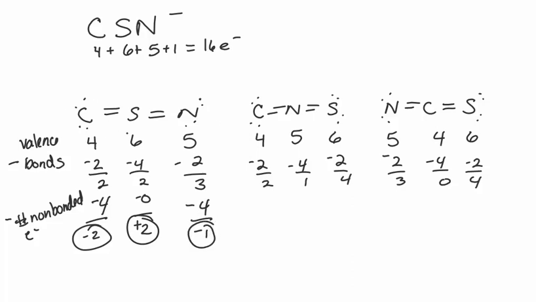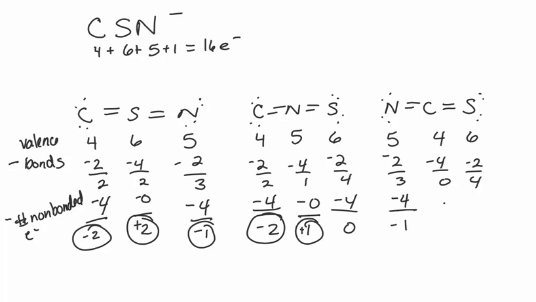So we see on this first structure, we have charge separation, a -2, a +2, and a -1. For the next one, we have a -2, a +1, and a 0. And for the last one, we have a -1. Given the previous qualifications before, it's most favorable that all atoms have a 0 charge. We don't have that option here.